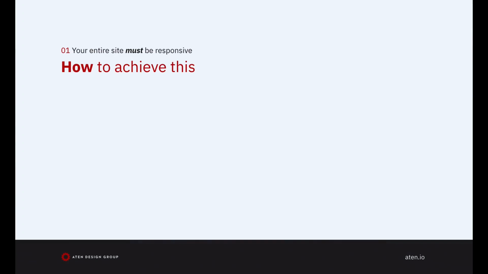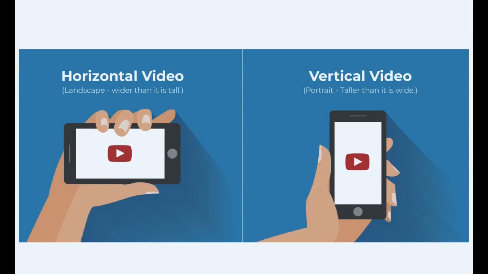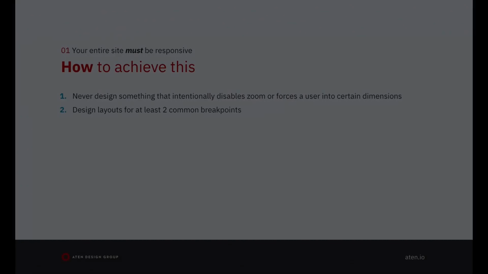So how to achieve this? I promise there are visuals in this presentation. It's not all text. Never design something that intentionally disables zoom or forces a user into a certain dimension. As we know, obviously I mentioned, some users have that required. It needs to be horizontal or vertical, depending on what kind of assistive technology they are using.